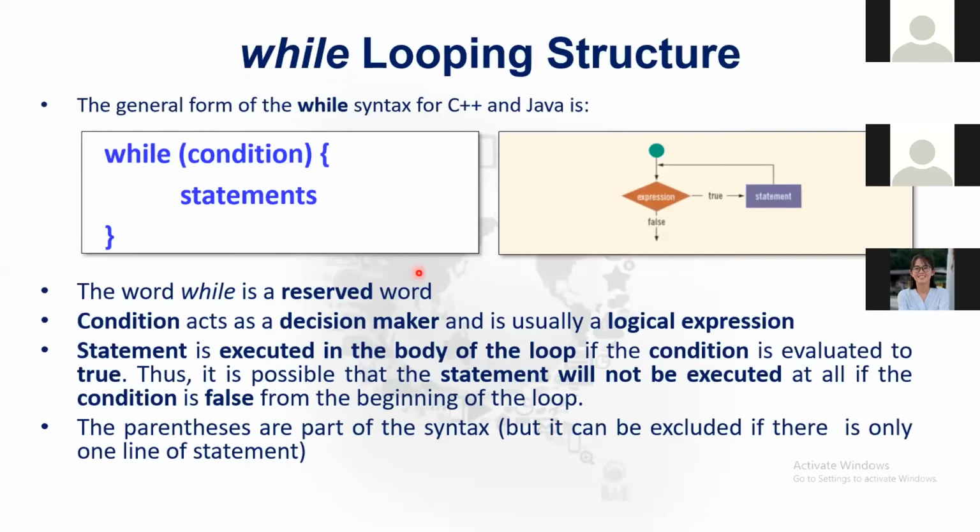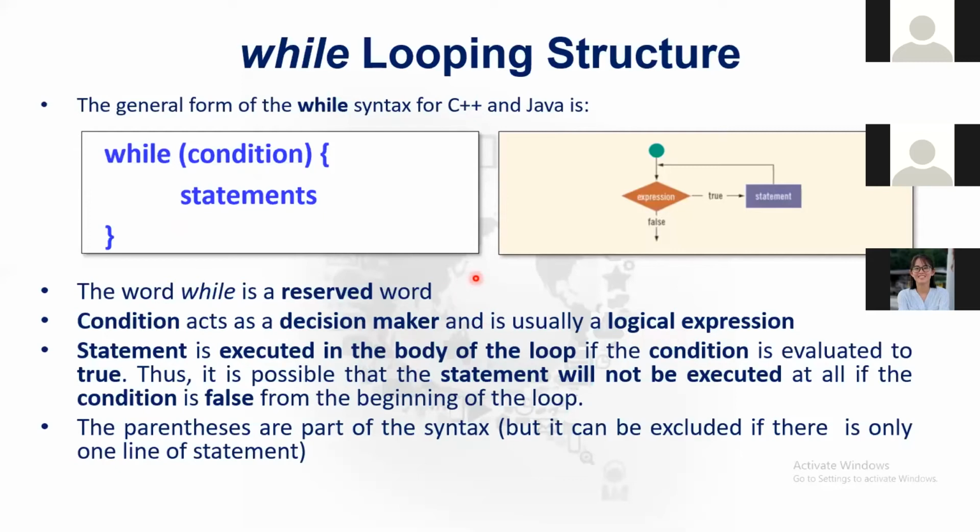So for the while loop, you have to do it like this. The while is basically a keyword, what we say is a reserved word. The bracket over here is the condition, which means that when you are doing it, the condition must be true. Then only will you repeat the whole thing, right? These conditions are what we call the decision maker, usually with logical expressions.